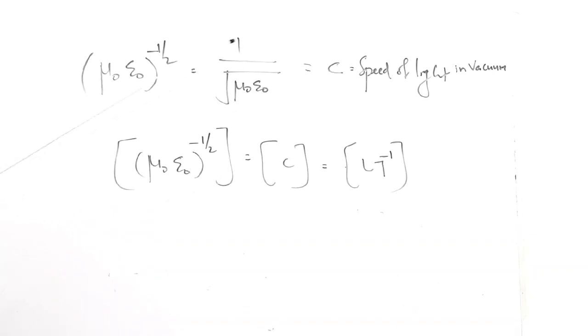So the dimension of mu 0 epsilon 0 all raised to minus half is equal to the dimension of c, that is speed of light. While you are writing dimension, we only consider which physical quantity it is. Here the physical quantity is speed. So speed has dimension L T raised to minus 1. So the dimension of mu 0 epsilon 0 all raised to minus half is L T raised to minus 1.